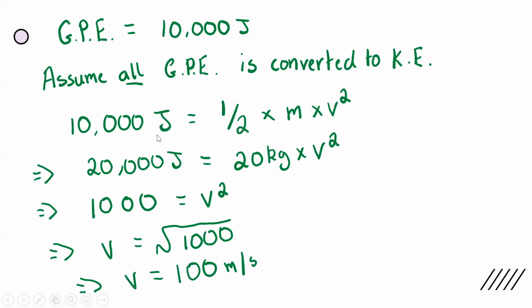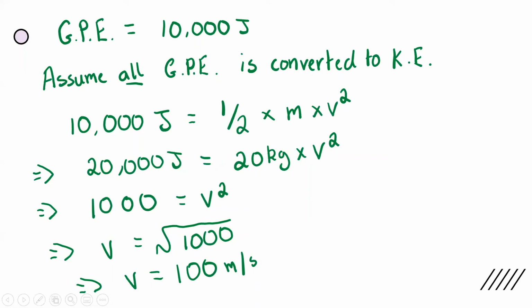So 10,000 joules is half times m times v squared. We just put it equal to it because they're both energy. Again, times by 2 to get rid of the fraction. 20,000 joules equals 20 kilograms times v squared. Divide both sides by 20. That gives 1,000 is v squared. And then we square root both sides. So v is the square root of 1,000 this time. So v equals about 32 meters per second.